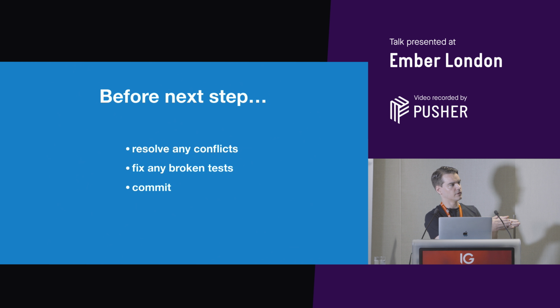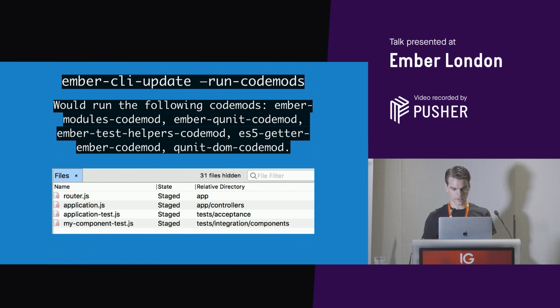And so if you've gotten this far, now is the time, before you start with the code mods, to resolve any of your conflicts, of course, and then run your test suite. Don't start on the code mods if you have broken tests at this point. And then you would commit. And then you get to the code mod section.